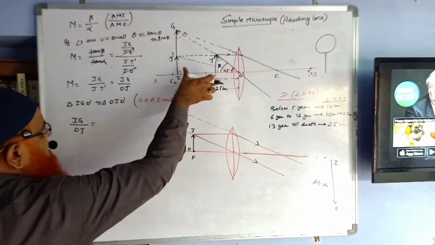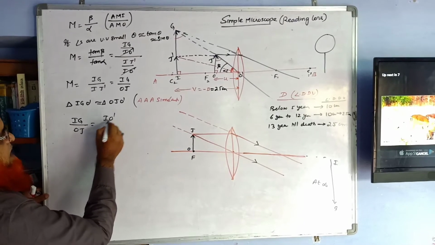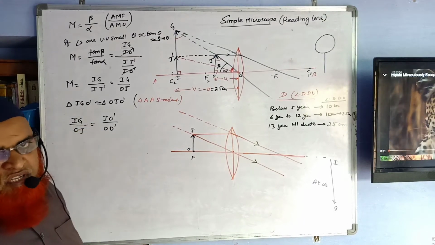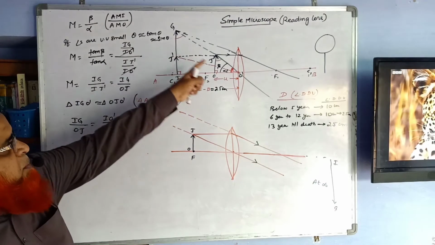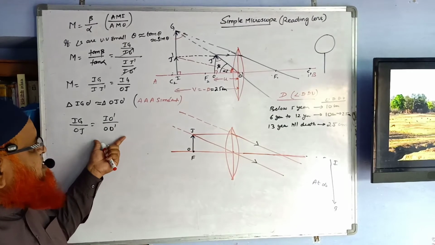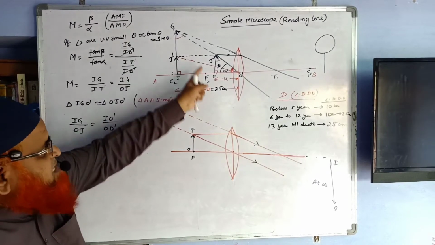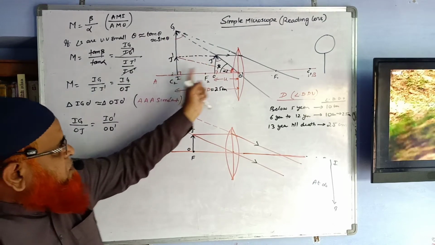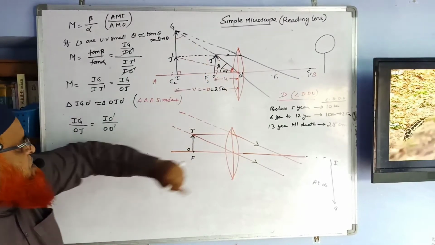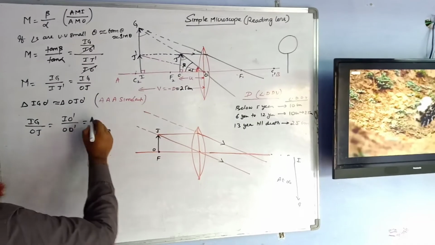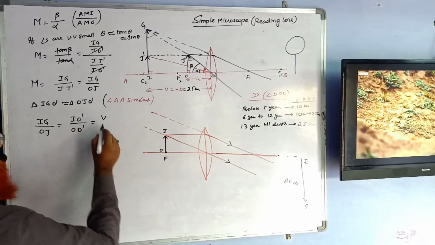Ig by Oj is equal to Io dash by OO dash. When similarity is proved according to geometrical concepts, when we prove that the two triangles are similar, then it is easy for us to write like this. The ratio of the sides will be same here. So Ig by Oj is equal to Io dash by OO dash, which I am going to write like this. So this Io dash is nothing but V here, V.